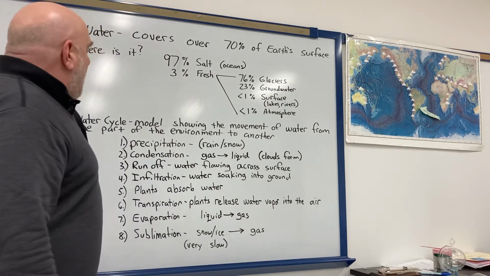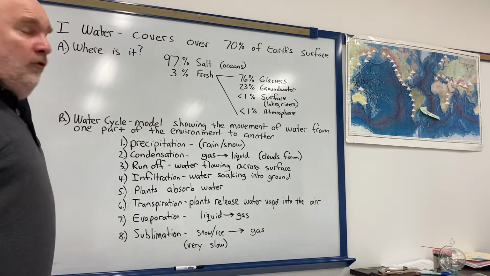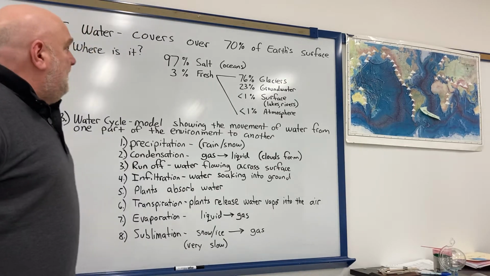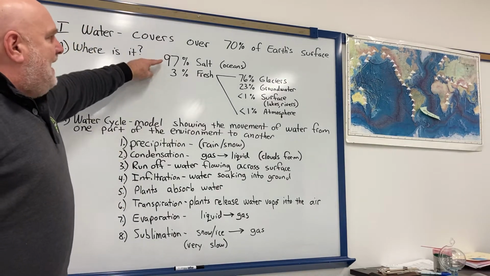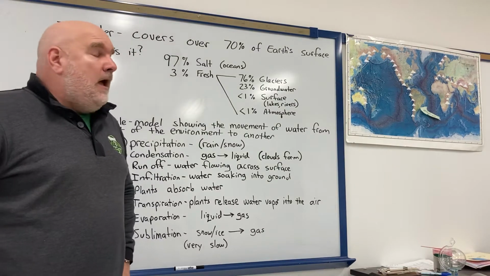Now, where is that water? All right. Well, most of the water on the Earth is located in the oceans. So about 97% of the water on Earth is located in the oceans.